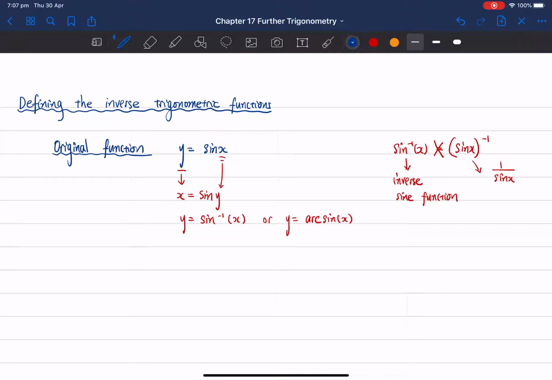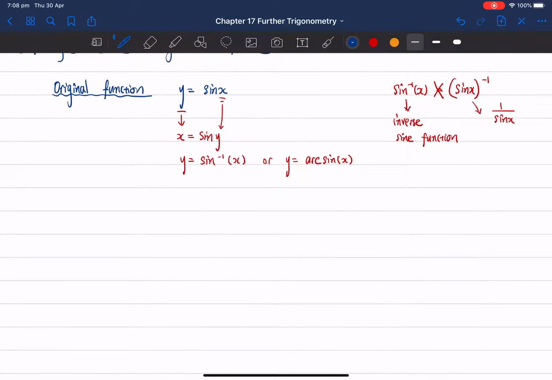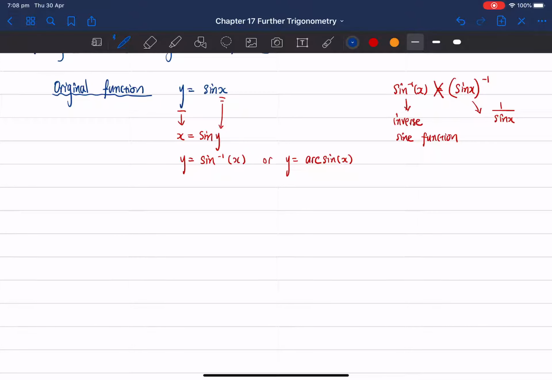From the previous lesson, you know the sine function is not a one-to-one function. Sine x is a periodic function, and it is a many-to-one function. So if we don't restrict the domain, you're not going to get an inverse sine function. It is going to be a relation. So we need to know how to restrict the domain so we can get an inverse sine function. Before we do that, we're going to sketch the sine x function first.